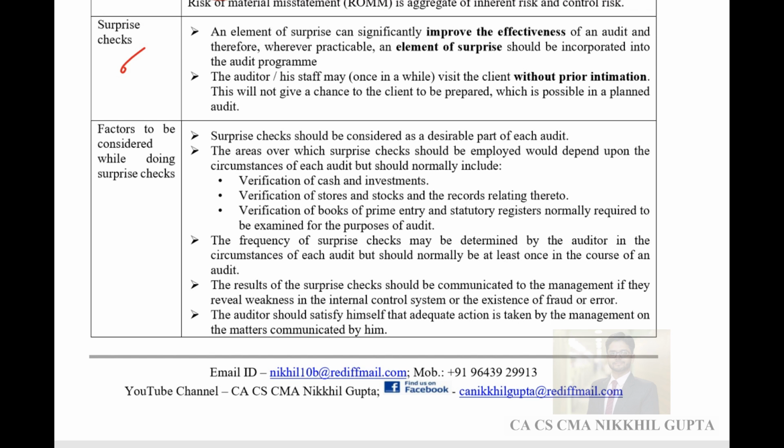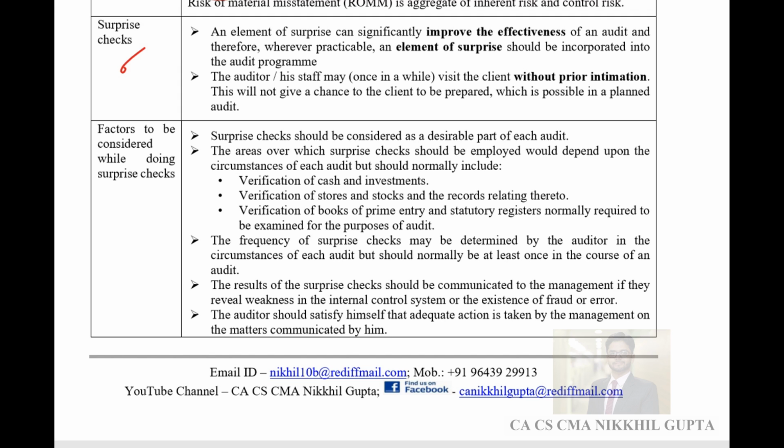So the auditor should suddenly appear some day and ask management to show their cash or show their inventory or show their fixed assets suddenly. This will induce a surprise element in the audit, and the auditor will be able to understand if there are any weaknesses in the internal control. Because if the auditor tells the management before coming, then management would ensure that all the systems are working properly.